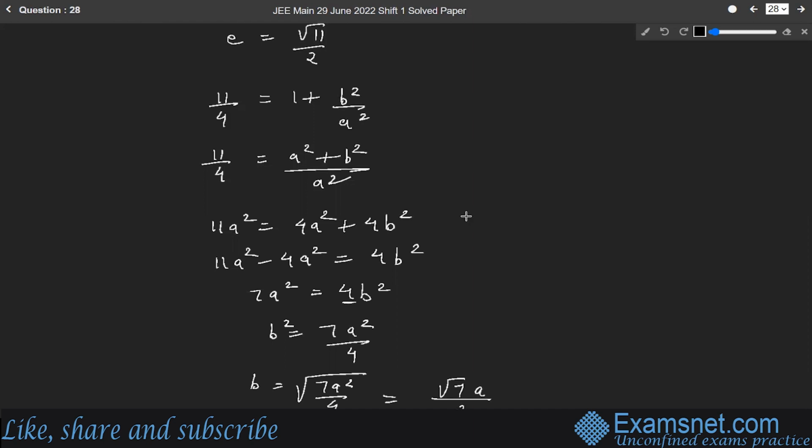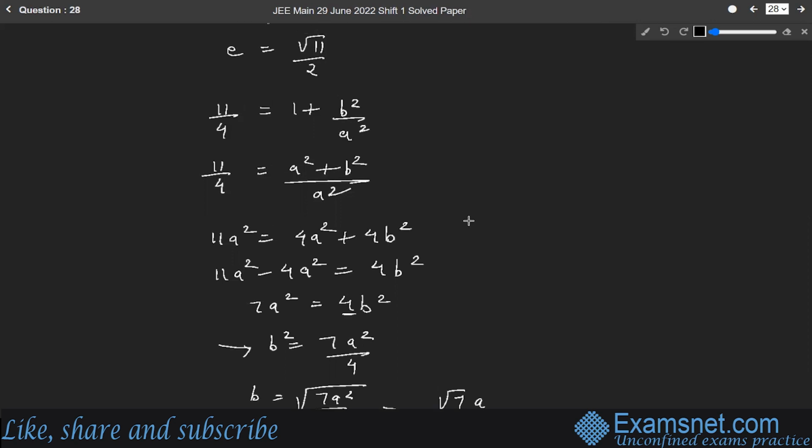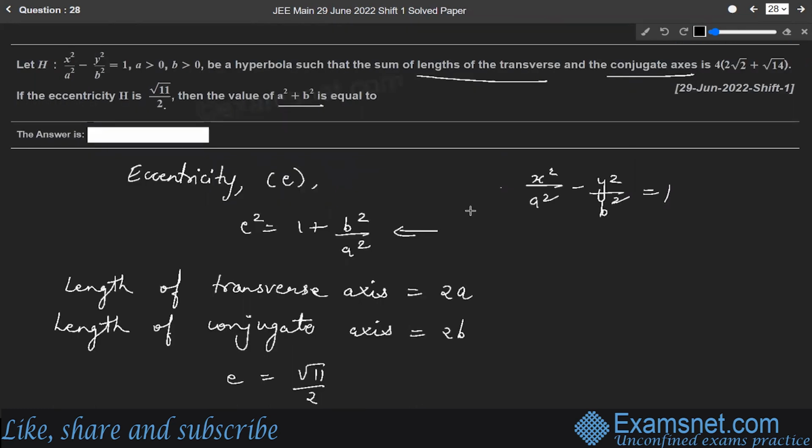Now let us do one thing. Substitute this value of b square in the given equation of hyperbola. What is the given equation of hyperbola? x square upon a square minus y square upon b square is equal to 1. We have the value for b square. We have already calculated it. b square is equal to 7 upon 4 into a square. So substituting this value in the equation of hyperbola, we get x square upon a square minus y square upon b square. What is the value for b square? 7 by 4 a square. All right, this is equal to 1.